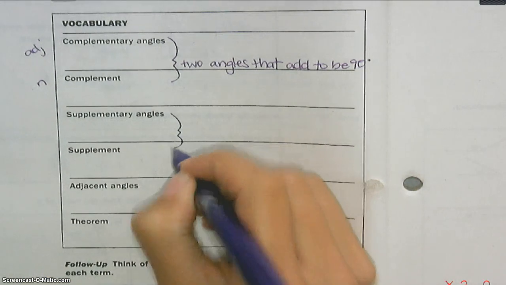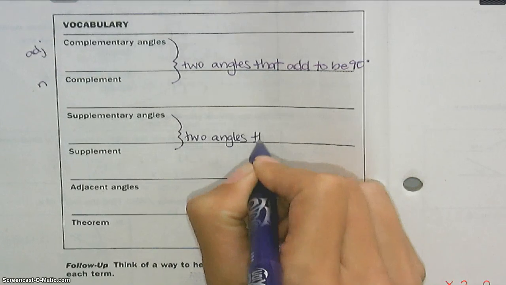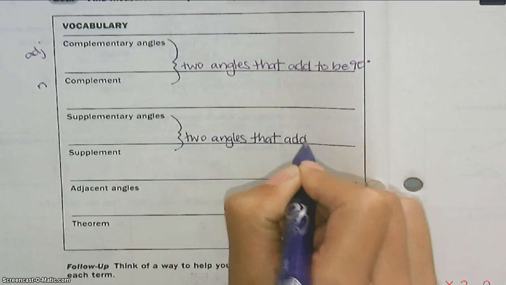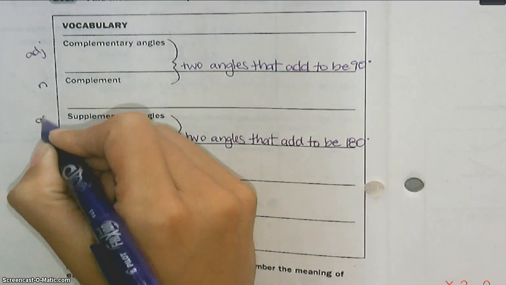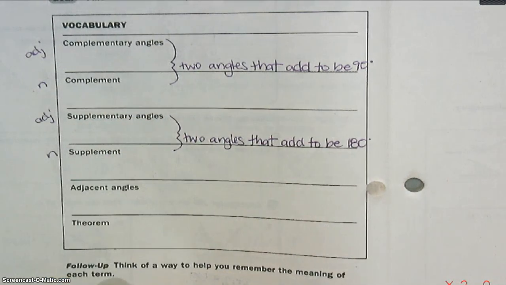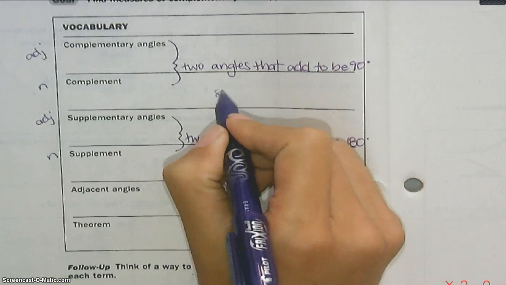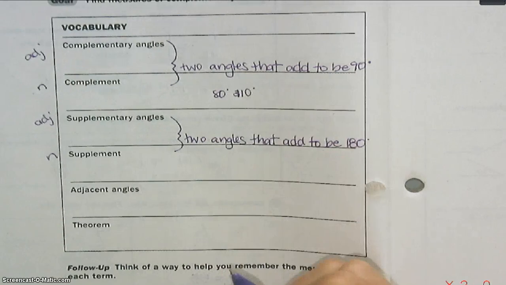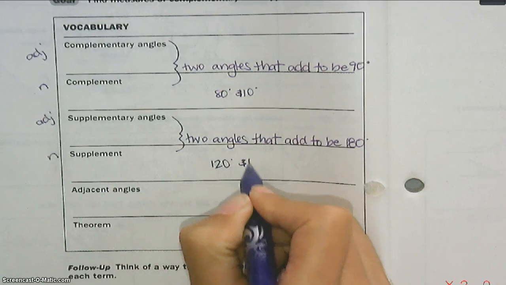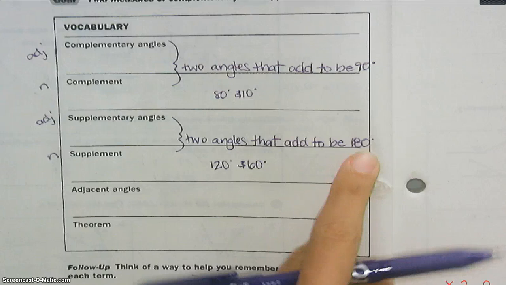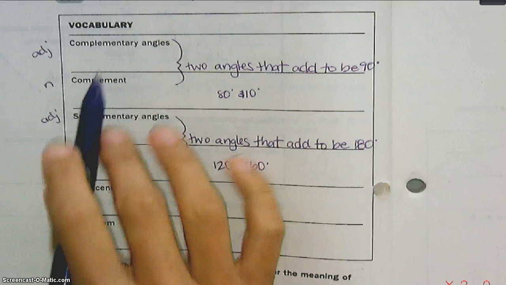Supplementary angles are two angles that add to be 180 degrees, or a straight angle. Once again, this is the adjective, and this is the noun. So, for example, complements, two angles that add to be 90, could be 80 degrees and 10 degrees. A supplement could be 120 degrees and 60 degrees because they add to be 180, and 80 and 10 add to be 90. That's the difference between complements and supplements.